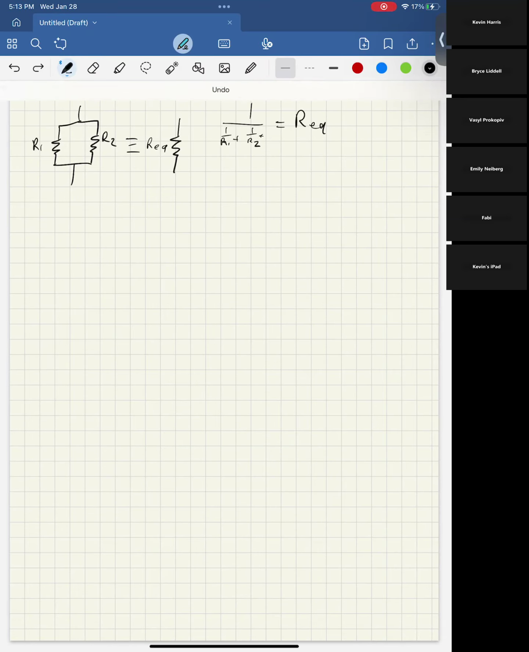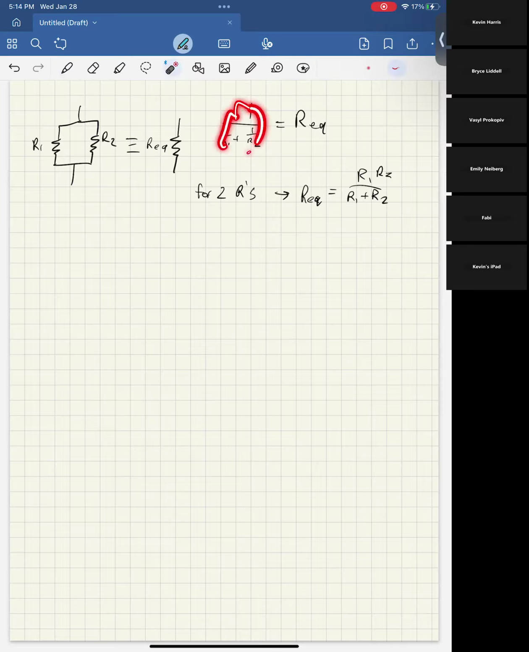However, specifically for the case of two resistors, you can do some math and simplify this to R1 R2 over R1 plus R2. If you think about it, if you just multiply by R1 and R2, it'll do that.